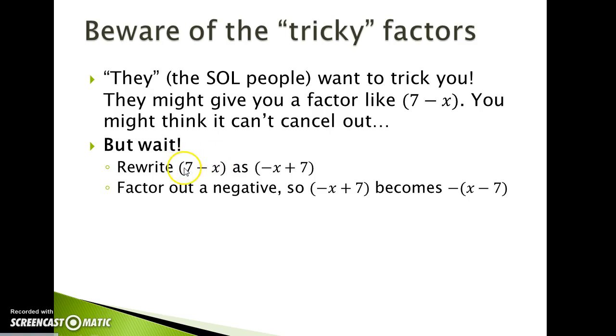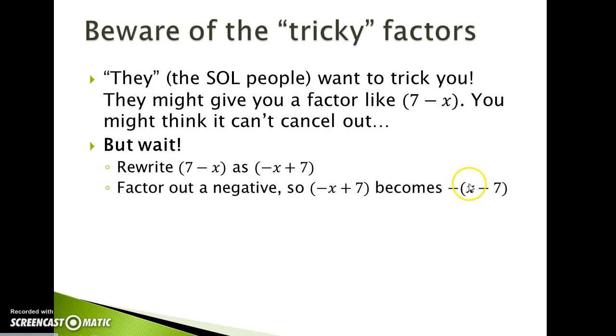Think about it. You can rewrite 7 minus x as negative x plus 7. So you're just switching the terms around. You're not changing the value, you're just switching the order. And then if you factor out a negative, because nobody wants to lead off with this negative x, factor out a negative 1, negative comes outside of the parentheses, it becomes negative 1 times x, negative 1 times negative 7 will get you back to negative x plus 7, which can get you back to 7 minus x if you worked backward.